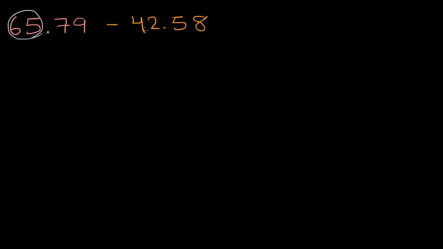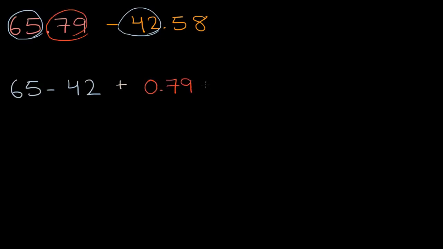So you could say this is 65 minus 42, plus, and then think about the hundredths, 79 hundredths minus 58 hundredths. And I'll rewrite this in words just to reinforce this is 79 of something, 79 hundredths. You could say it's 7 tenths and 9 hundredths, but it's the same thing as 79 hundredths. This is 58 hundredths.